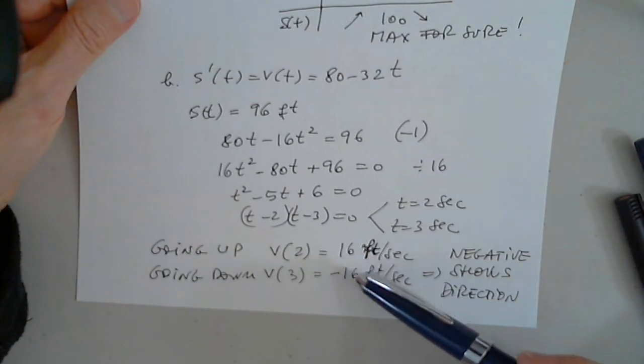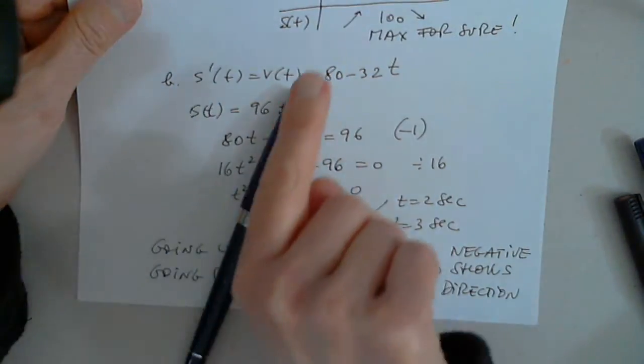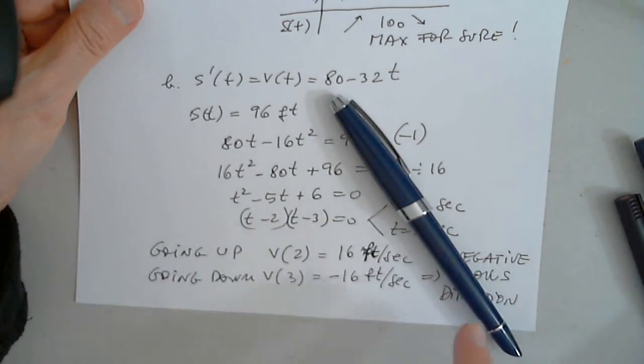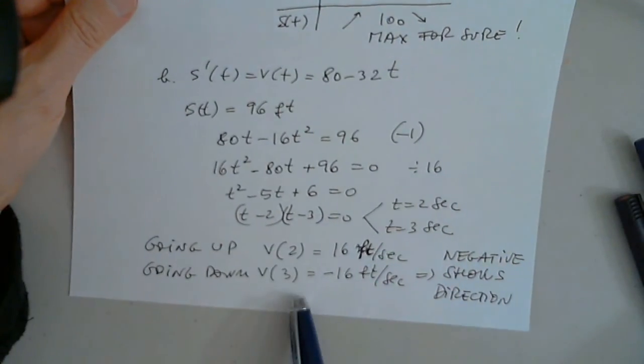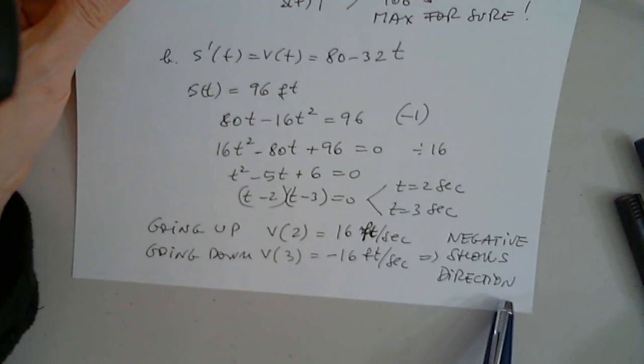Also, that is expressed by the fact that this is a positive slope. It's going up, direction up, increasing. And this is a negative, going down, decreasing. So the negative rate of change shows direction in this case.